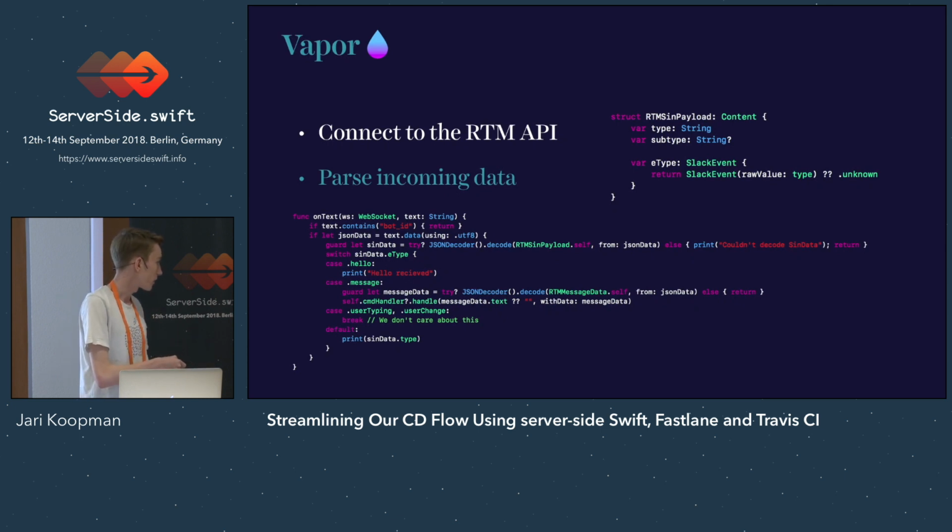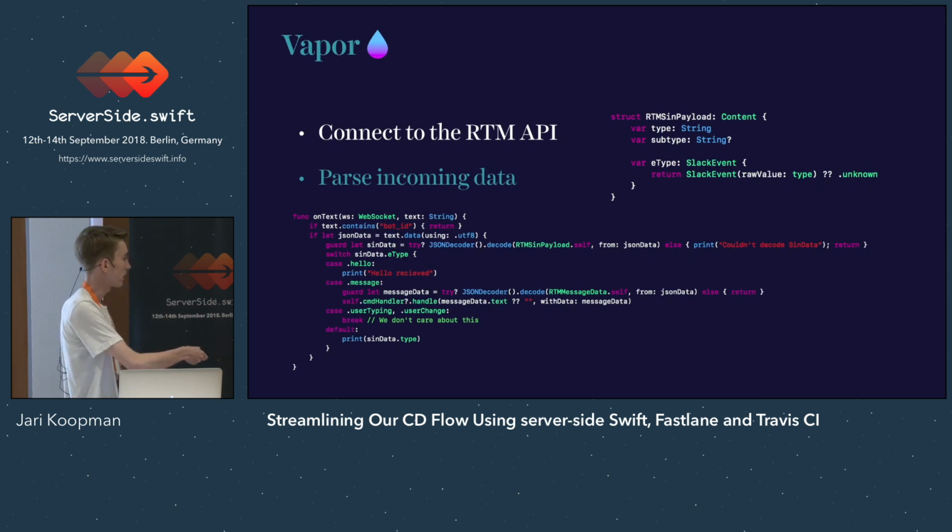Then the interesting one is the message one, after which we decode the message data, which is kind of like this, but not with the type and the subtype, but with the actual data that we care about, like the message author and the content and the channel and stuff like that. And then we have this call here, where we say command handler.handle the message data.text with the message data.